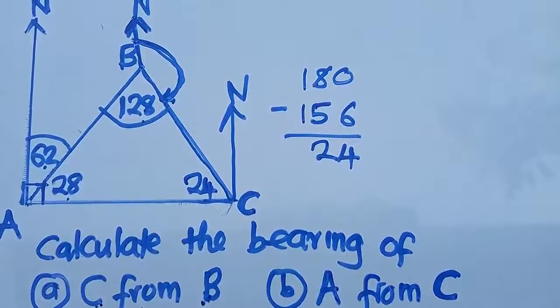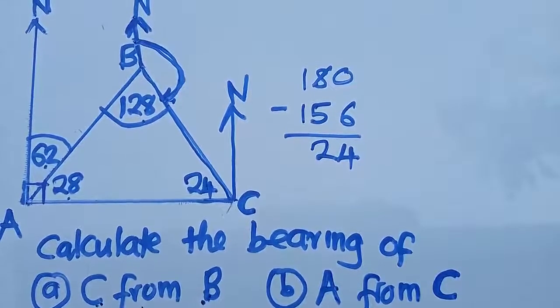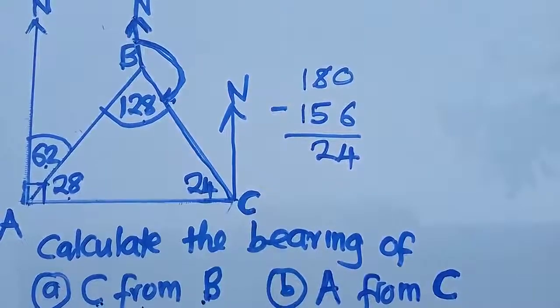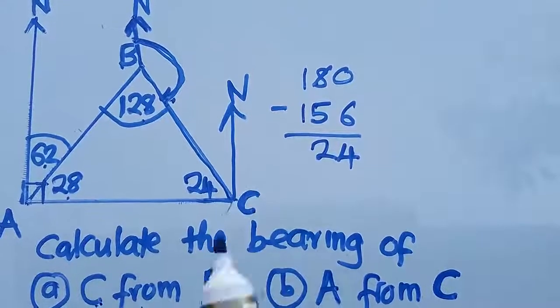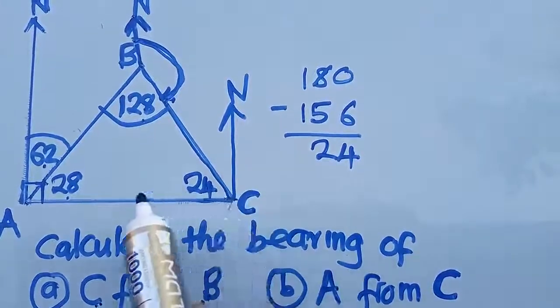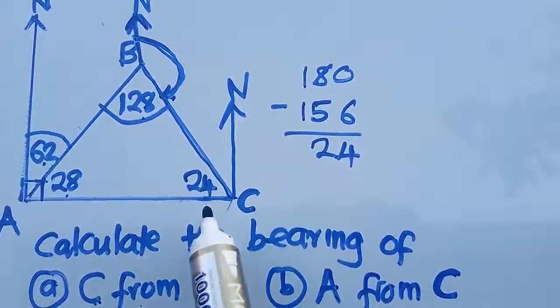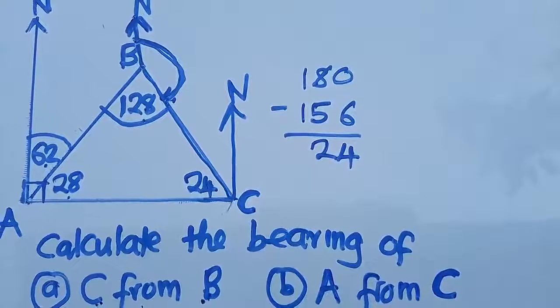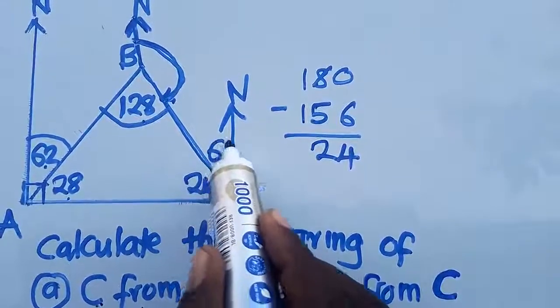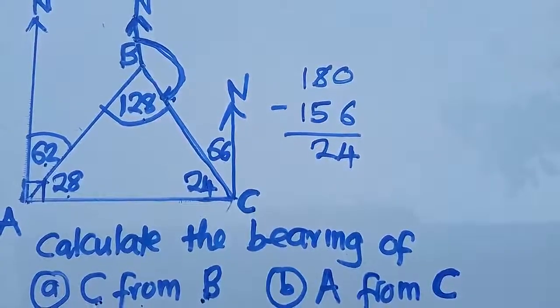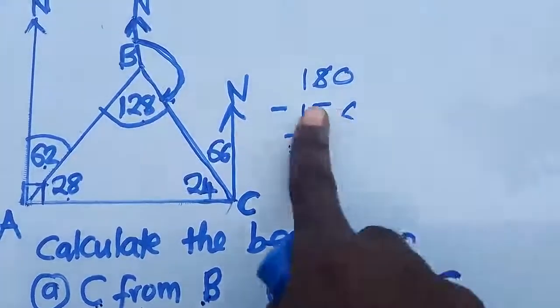So this is what I'm going to do. It is very easy for me to know the angle that is there. I know that even here there is a 90 degrees angle. So I'm going to say 90 minus the 24 that is there. Then what are you going to get? You're going to get 66. So we've got a 66 that is there.